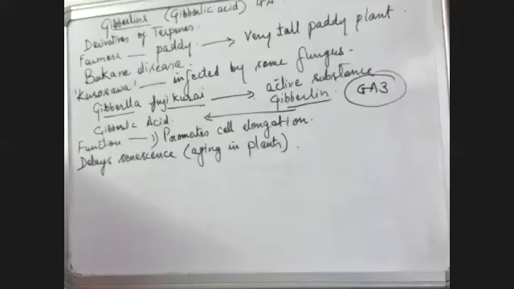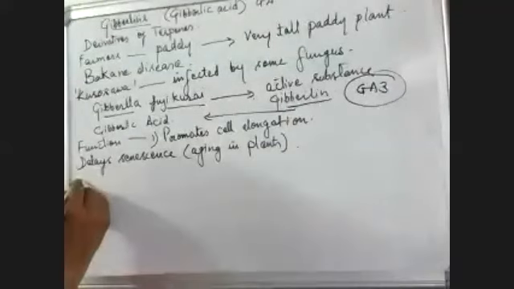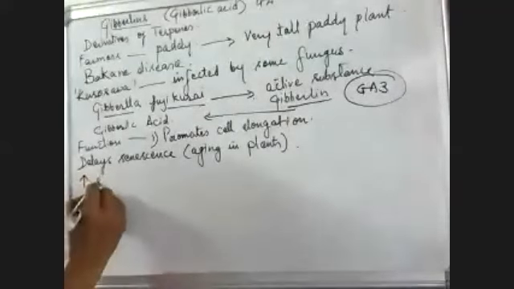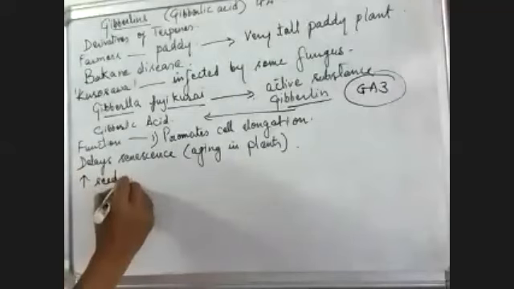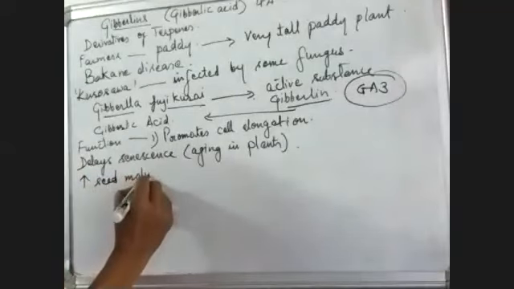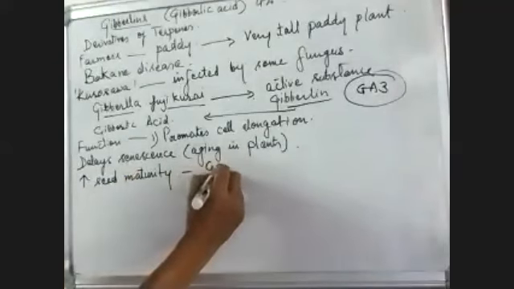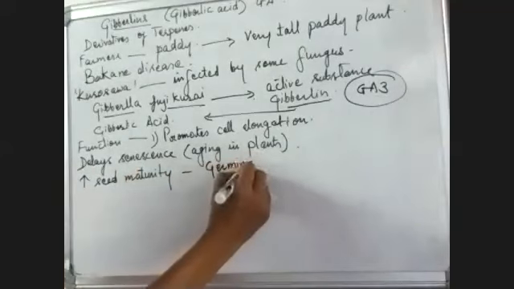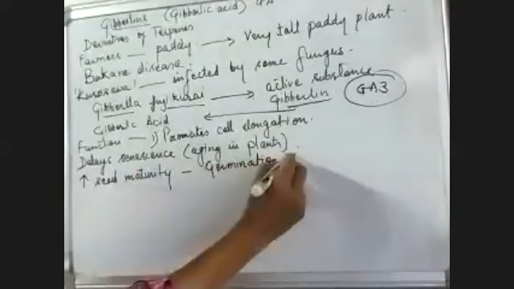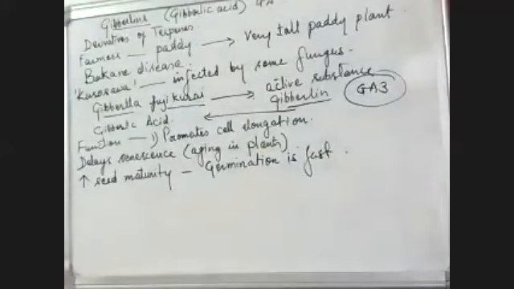Another function is that it increases seed maturity. When we say that it increases seed maturity, the rate of seed maturity is increased. So when the rate of seed maturity is increased, that means germination of the plant is fast. That is because of the action of gibberellin.